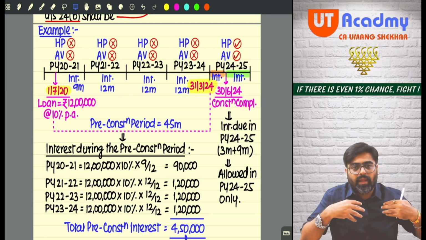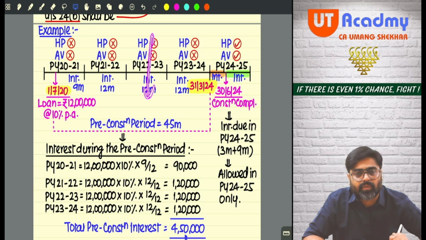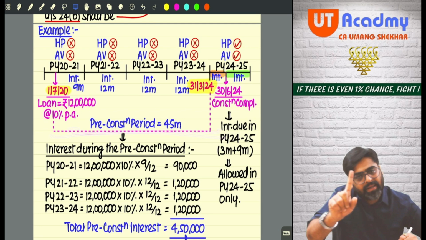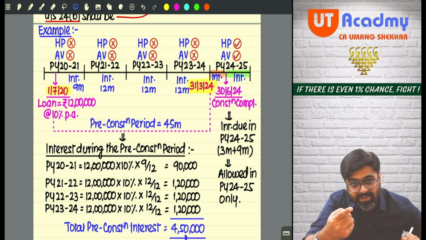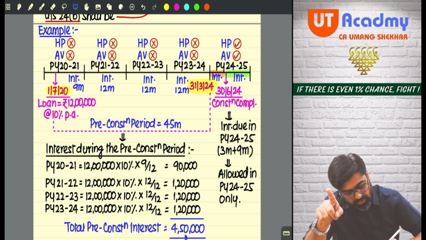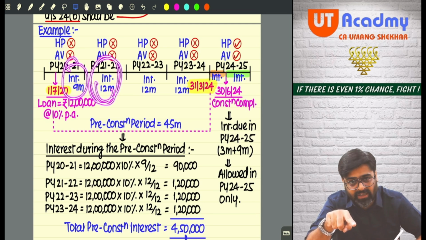So wait, if that amount is repaid in 22-23, will it affect my pre-construction period? No, the period will remain the same, 45 months. But I am not going to pay interest for the entire 45 months. I am going to pay interest for these 9 months, yes. I am going to pay the interest for these 12 months, yes.